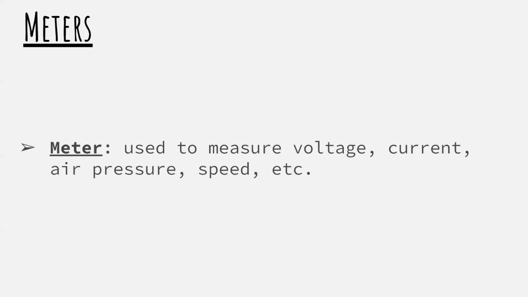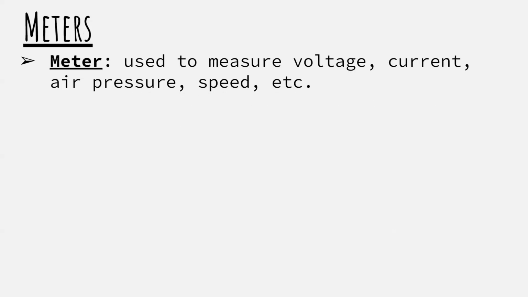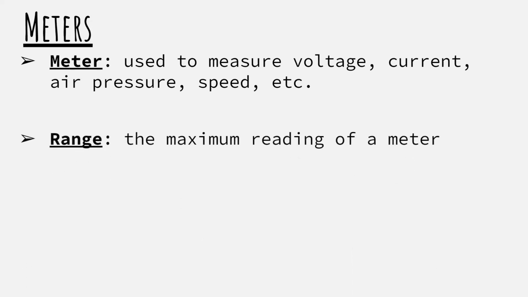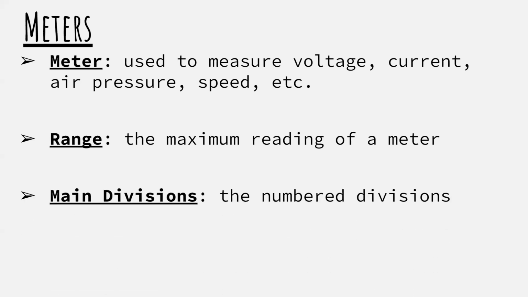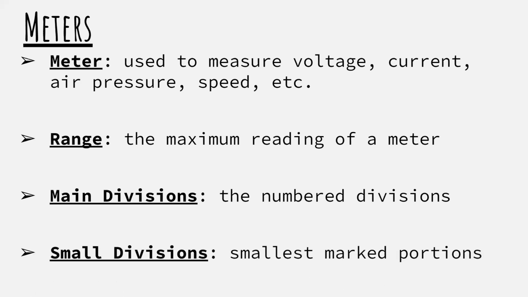All right. Next up, we are going to be reading different types of meters. Meters can be used to measure voltage, current, air pressure, speed. There's a lot of different applications for meters. The range of a meter represents the maximum reading. So how far up can this meter read to? Your main divisions are going to be numbered. And then your small divisions are going to be those portions that are marked in between.